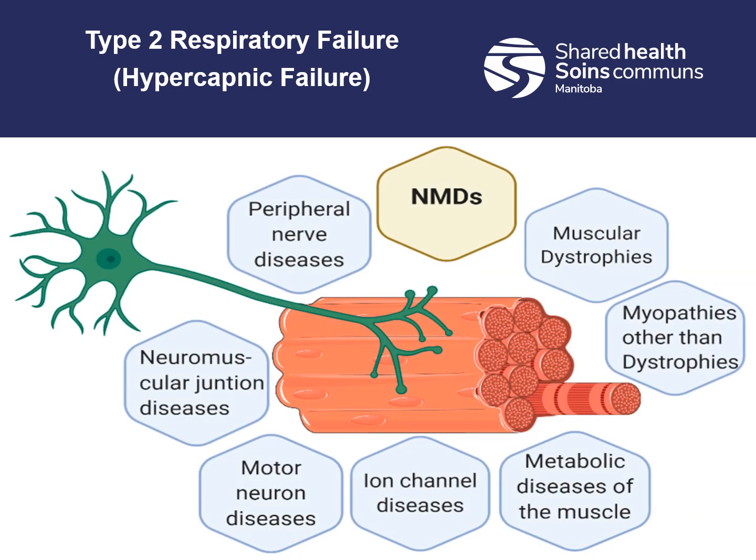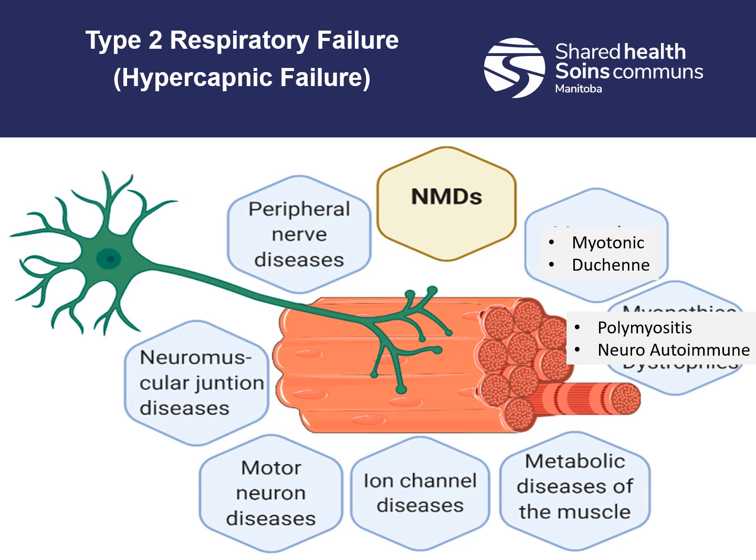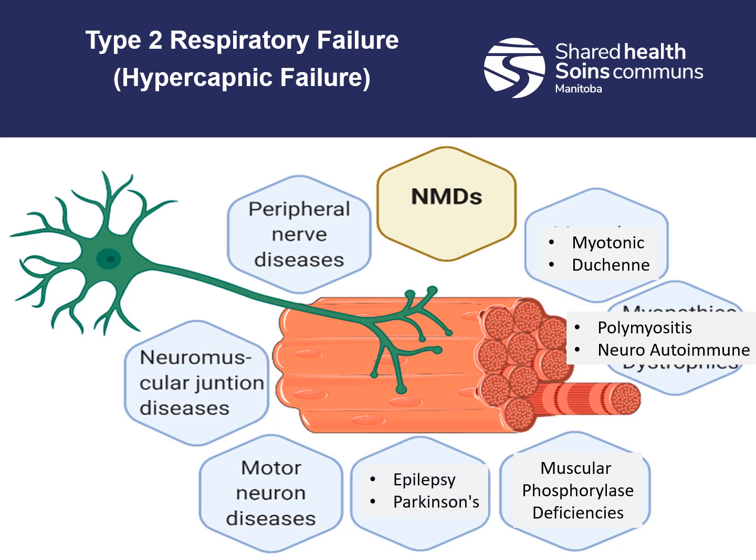Now, peripheral nerve diseases or neuromuscular diseases. These are a whole range of disease processes that will eventually lead to difficulties in nervous transmission and controlling normal respiratory function. So in muscular dystrophies, we have myotonic muscular dystrophy or Duchenne's muscular dystrophy. Not diving down into each of these, this is just quick examples. So we have polymyositis, neuroautoimmune disorders, muscular phosphorylase deficiencies. We can have epilepsy, Parkinson's disease, ALS.